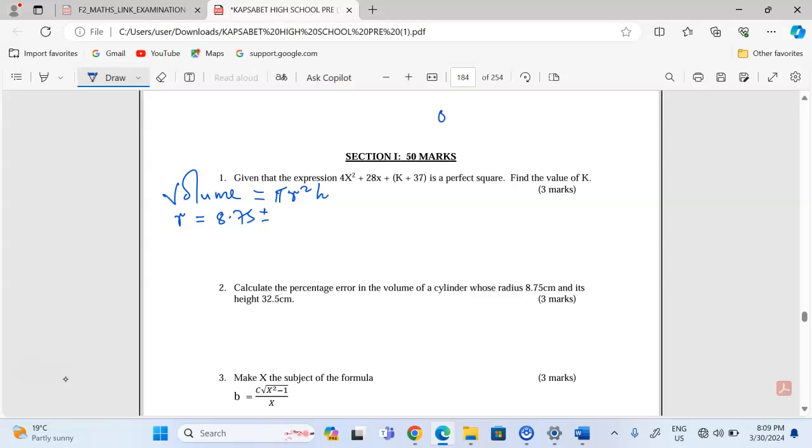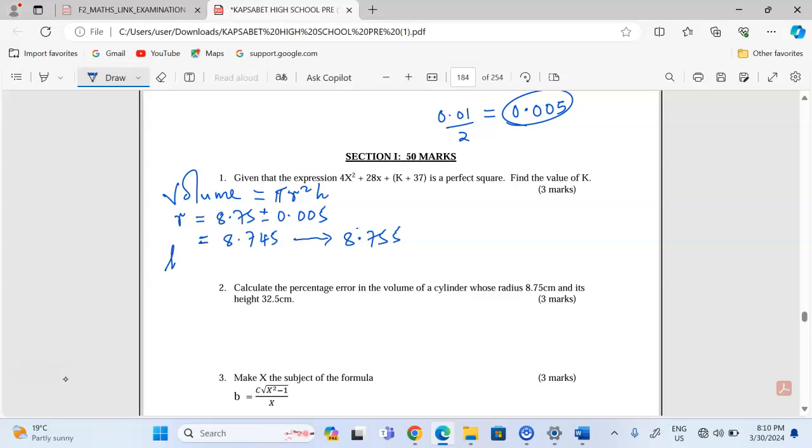When it is 2 decimal places, we usually take 0.01. We divide by 2 for us to get the absolute error. That is 0.005. So this is the absolute error in the recording of the radius, which means that the radius will range between when we add or when we subtract the absolute error. This will take us to a radius of the least being 8.745 all the way to the largest value being, when we add, 8.755 centimeters. So that is the range of the radius.